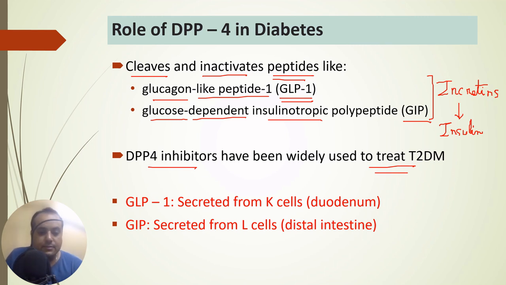And two very important points, they can be potential MCQs as well. GLP-1 is secreted from the K cells of the duodenum, whereas GIP is secreted from the L cells of the distal intestine.